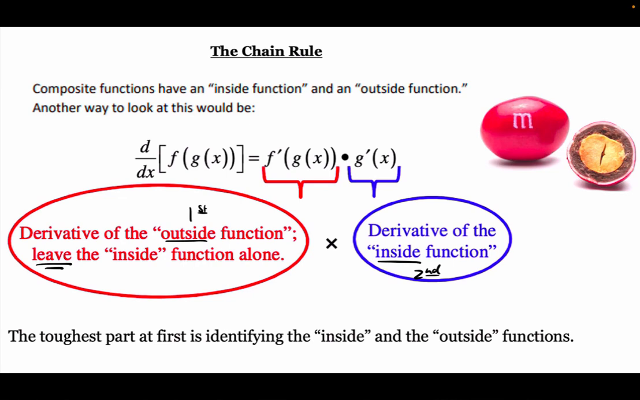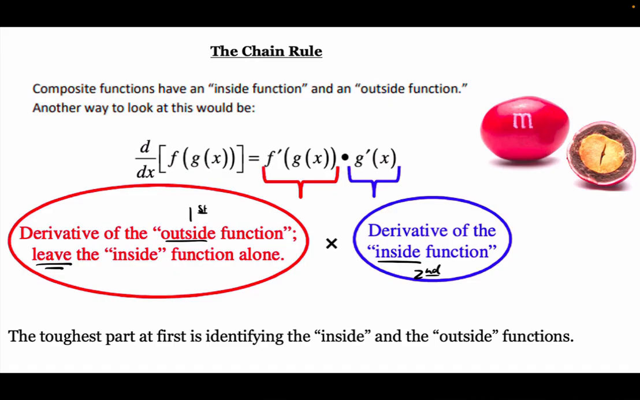Okay, so the chain rule is used when we have one function inside of another function, called composite functions. Composite functions means when you have something inside of something else, okay? That's when we use that. And that happens a lot, more than you think. So how do we find derivatives of those things?